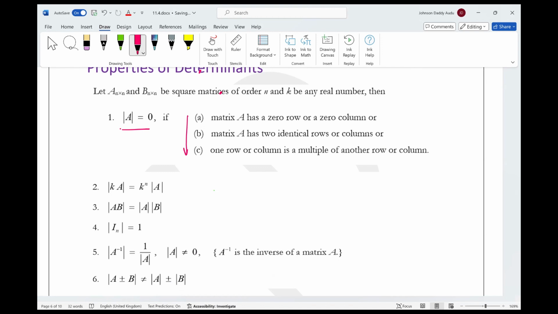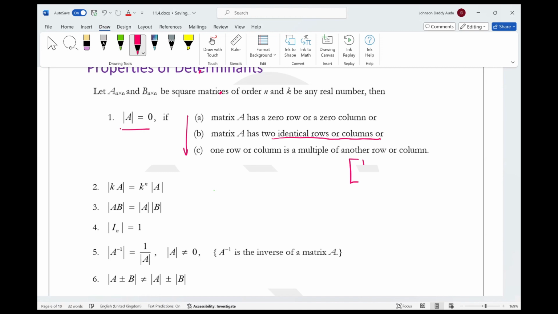B is that if the matrix has two identical rows or columns, then the determinant is also 0. And C is if a row or column is a multiple of another. So if you can obtain another row or column by multiplying and adding columns, or just a multiple, then let me give you an example for C.